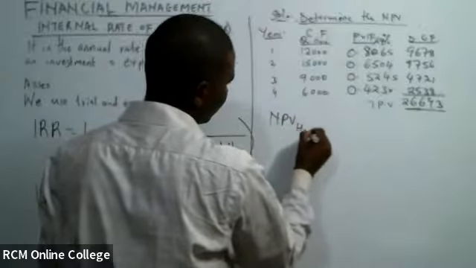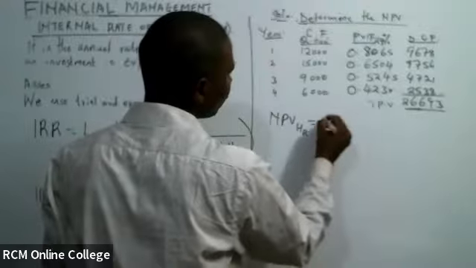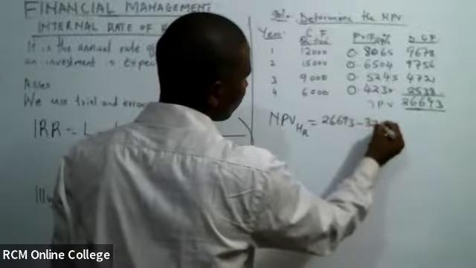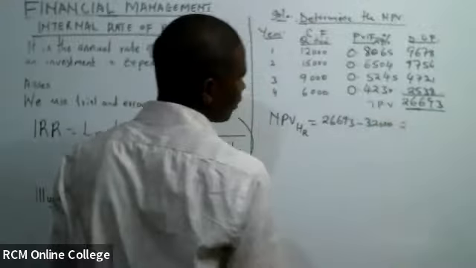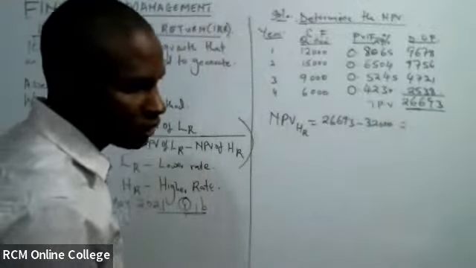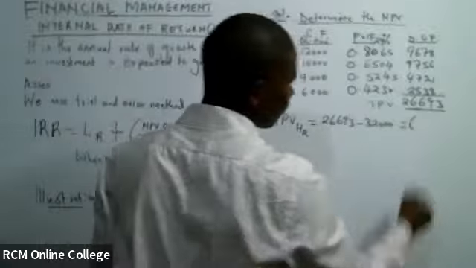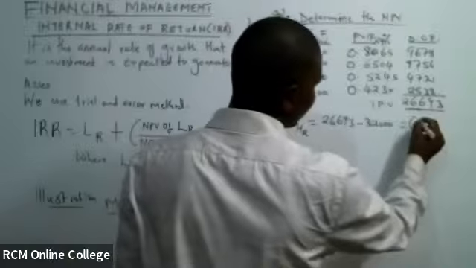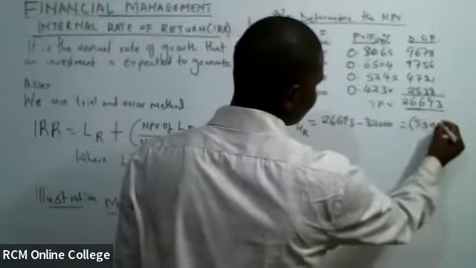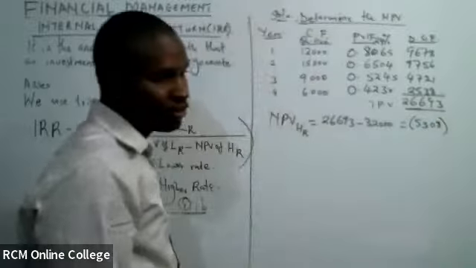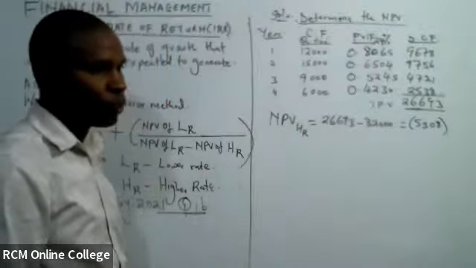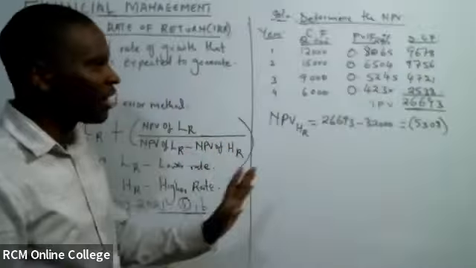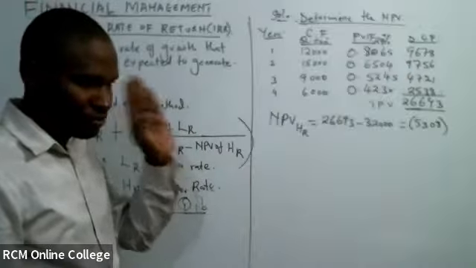The higher rate. Itakuwa 26,693 minus 32,000. Remember we eliminated 3 zeros. Tunapata ngapi? What will be the NPV in that? Yes, remember I'm looking for a 0 or a negative. It's a negative, 5308. Victor, negative. I have achieved what I wanted. I wanted the higher rate to give me either a negative NPV ama 0.